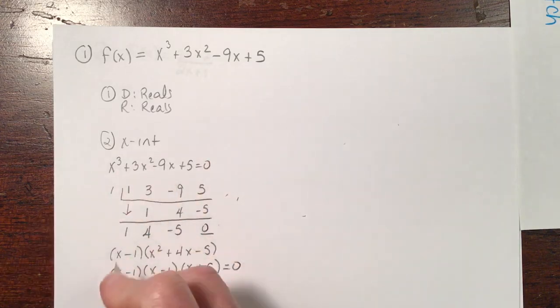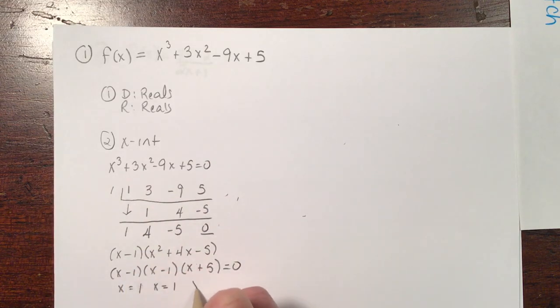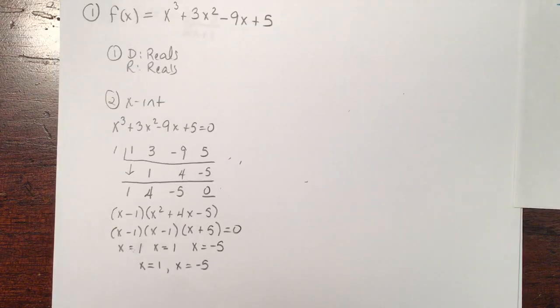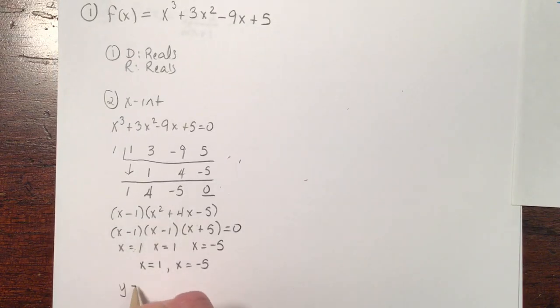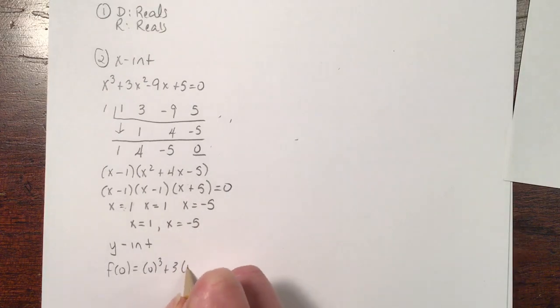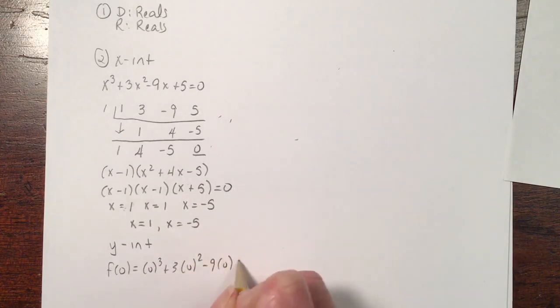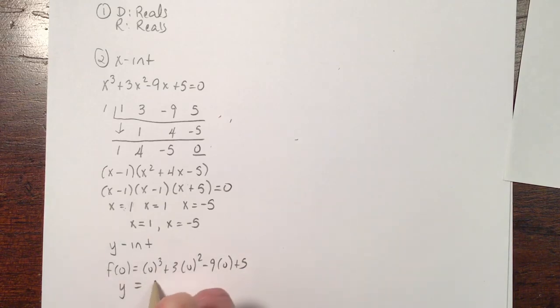I can clearly see my zeros from the factors. Now remember, when the factor occurs more than once, that just means it's going to bounce. So I really only have to worry about that. My y-intercept: we get the y-intercept by plugging 0 into the function. And my y-intercept here is going to be when y equals 5. Okay, so I have my x-intercepts and my y-intercepts.